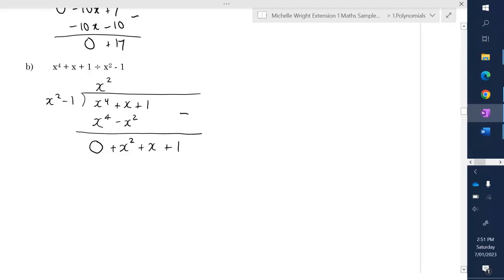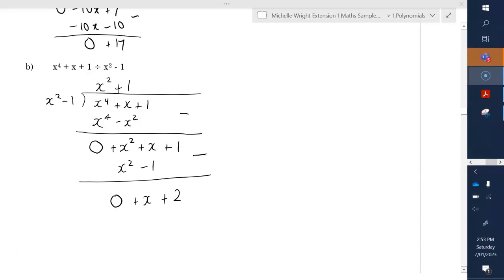We're nearly there now. How many times does x squared go into x squared? It's going to be 1. 1 times x squared is x squared. 1 times minus 1 is minus 1. Okay, subtraction. So x squared take away x squared is 0. X take away nothing because there's no x at the bottom is x. And 1 take away minus 1 is 1 plus 1, which is 2.